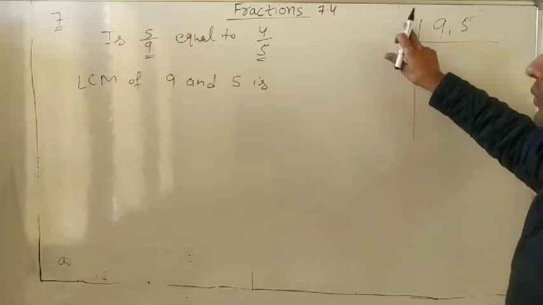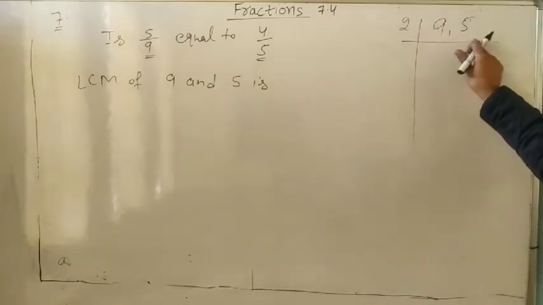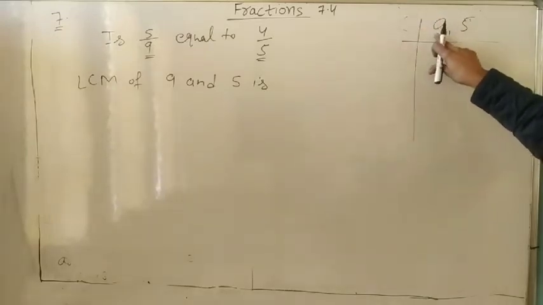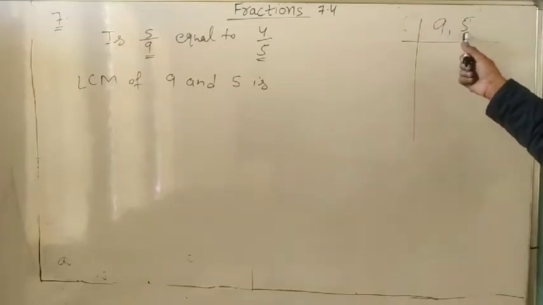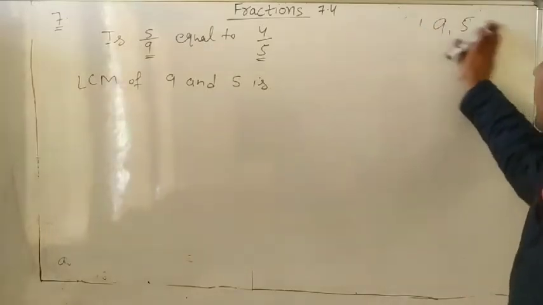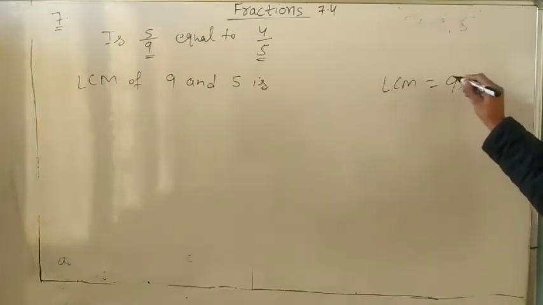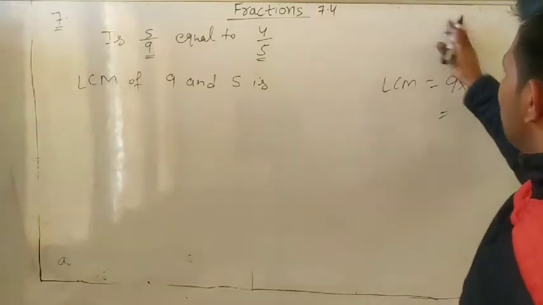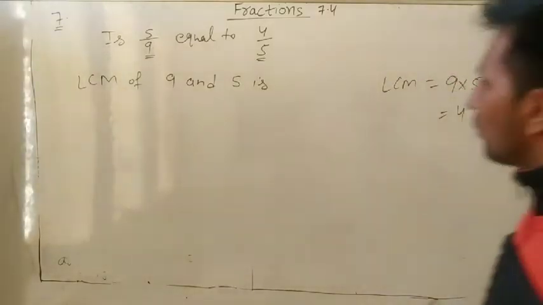Is there any prime number by which both numbers can be divided? Can we divide both numbers by 2? No. Can we divide both numbers by 3? No. Only 9 is divisible by 3. So there is no number by which we can divide both. So the LCM is 9 into 5. If no number divides both, we directly multiply: 9 into 5, 45.